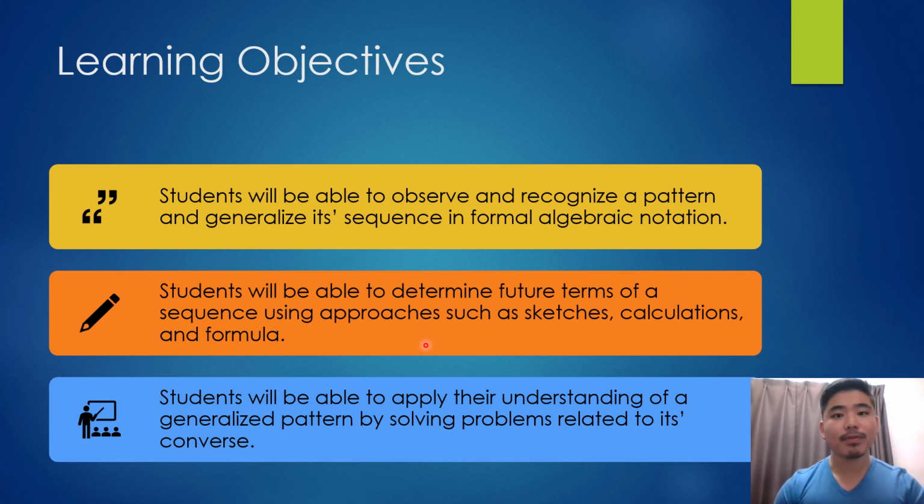Then my last objective was for my students to be able to apply their understanding of a generalized pattern by solving problems related to its converse. So whereas students know the nth term of the sequence and want to figure out how many blocks or tiles it takes to make that staircase, well, how about the reverse? What if my students who are given the amount of tiles or blocks inside the staircase, can they figure out how many steps are actually in the staircase?